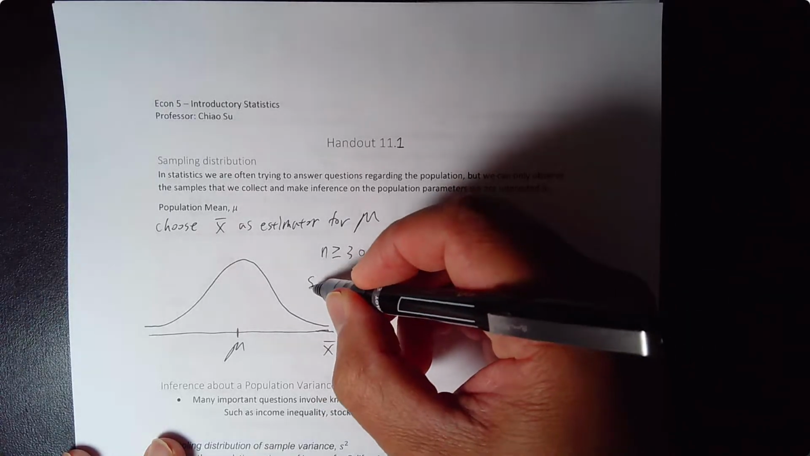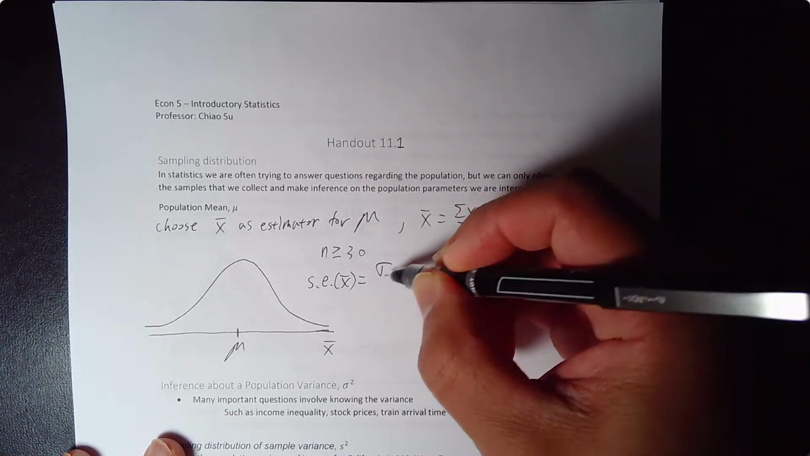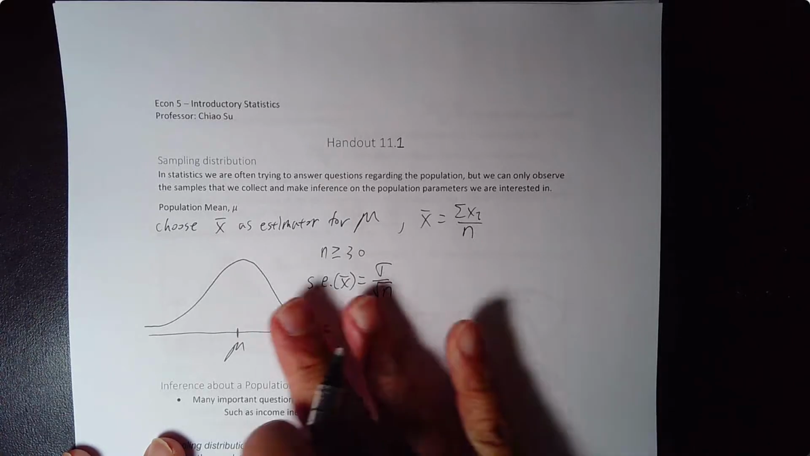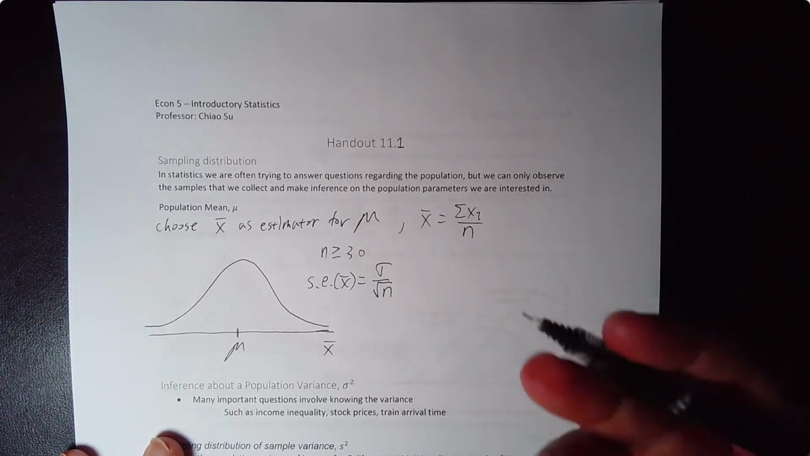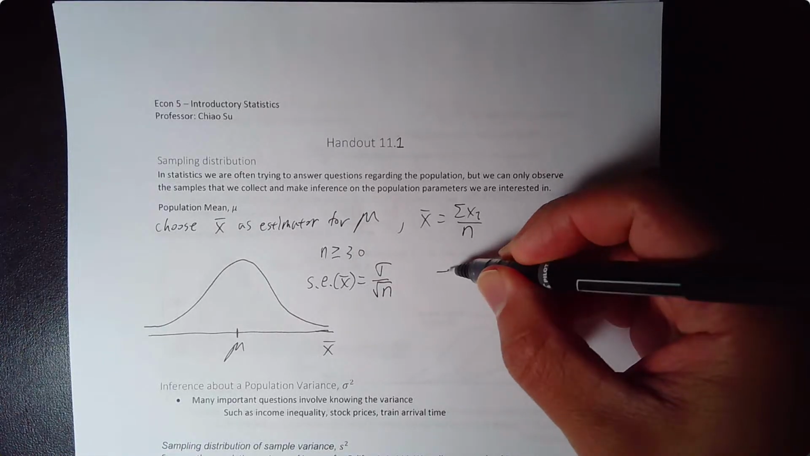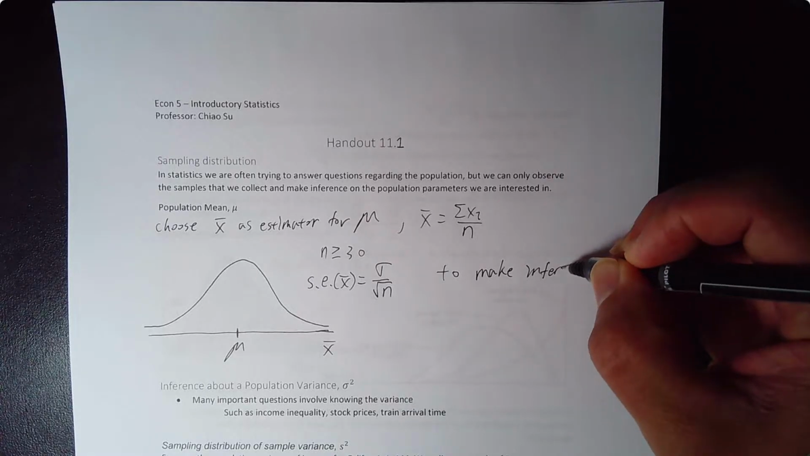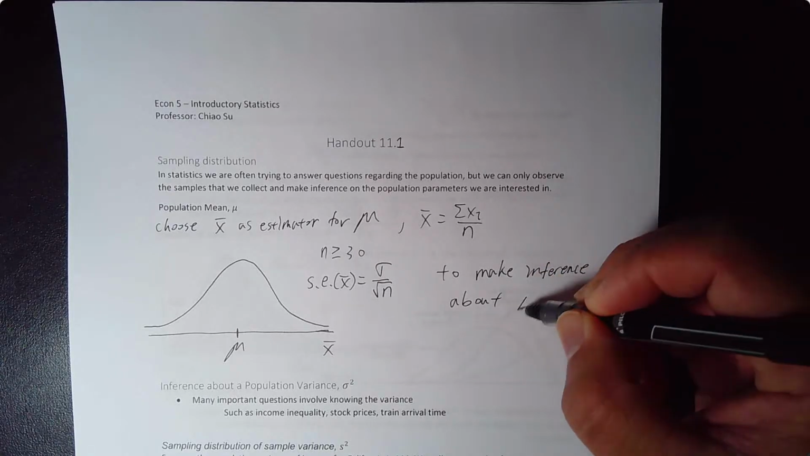Furthermore, we know that X bar has a standard error of sigma over root n. And with this, we can conduct hypothesis tests, we can do interval estimation, and we can use this information to make inference about mu.